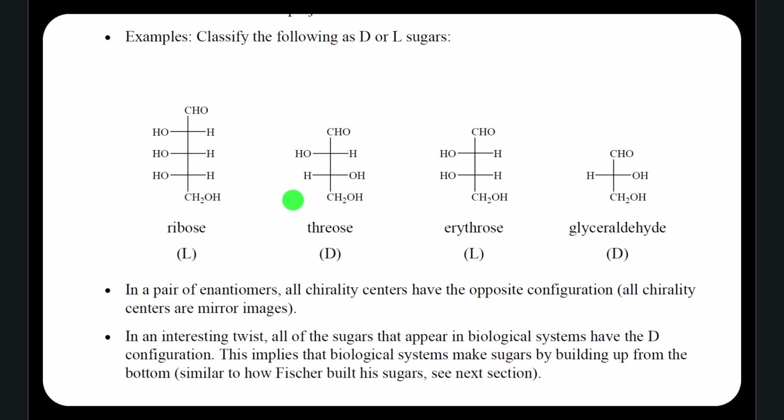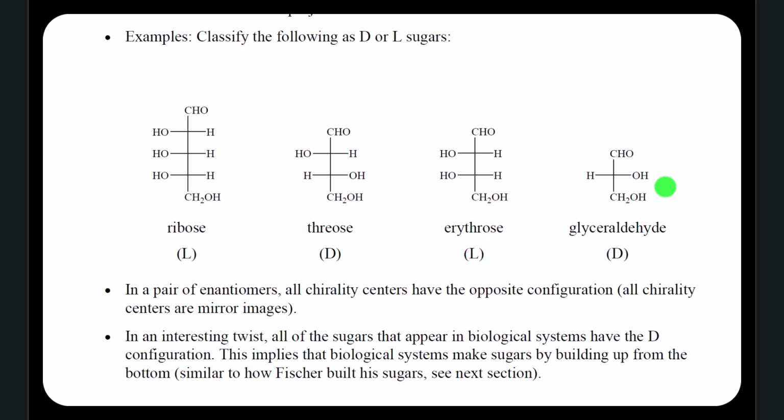In our second example, we have 3 O's. Here would be carbon 1, 2, 3, 4. The highest numbered carbon would be this carbon right here, carbon 3. The hydroxyl group is on the right-hand side. This would be D, 3 O's. Here's another example, erythrose. In this example, we can see that the highest numbered chirality center, the bottom chirality center, has the hydroxyl group on the left. This would be L, erythrose.